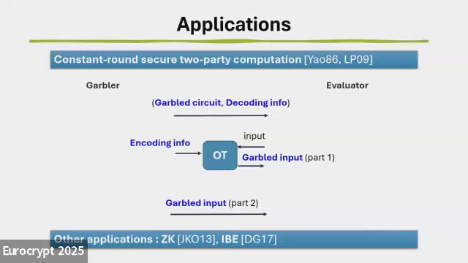In addition to constant-round secure two-party computation, which garbled circuits were invented for, we also have other applications such as zero-knowledge proofs and identity-based encryption. So the ability to securely compute the circuit without revealing the secrets makes it essential for many security-relevant applications.